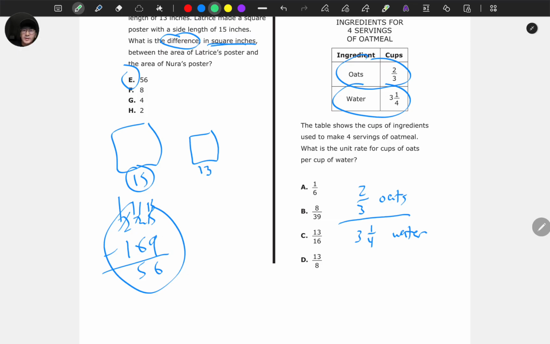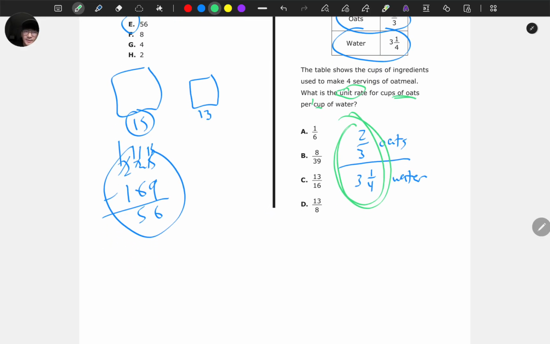So remember how we did it before? We can just divide this, right? Because you're saying that you need some amount of oats per some amount of water, but I want this to be a unit rate, right? So for some number of cups of water, some amount of oats, cups of oats per 1 cup of water. So this complex fraction, you just divide to get that. So 2/3 divided by 3 1/4, that's the problem we have to do.